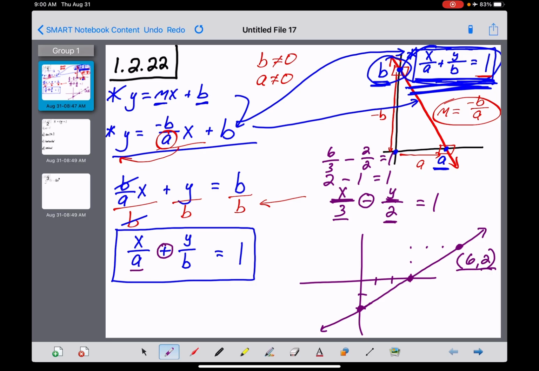Okay, so that's number 22. Not a problem you should have known how to do, not a problem you're going to do a whole lot with in the future, just kind of one of those cool ones where you look at it and go, oh, that's kind of neat, and I didn't know you could write the equation of a line like that.